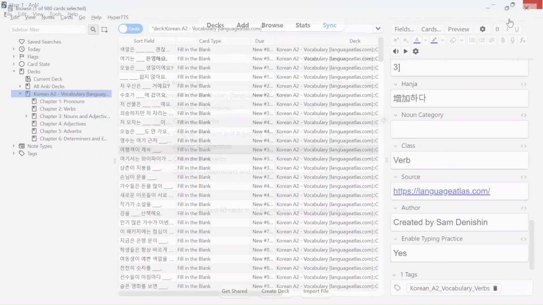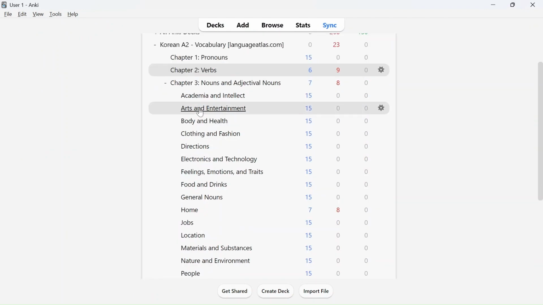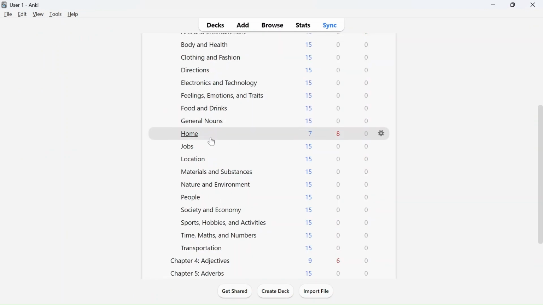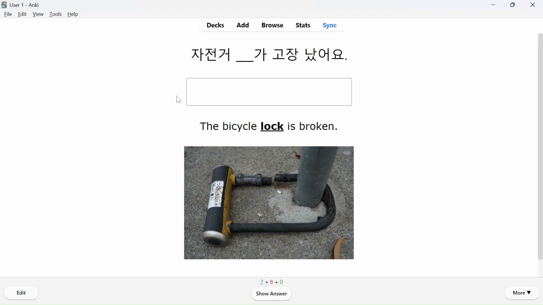So what does that additional or optional typing exercise look like? Well, let's have a look. I'll go to nouns and adjectival nouns. I'll go to home, and then I'm going to click on study now. So this is a card that we've already seen before. The bicycle lock is broken. And before we had to simply know what lock is in Korean, but now we actually have to spell the word, we have to type the word. So the second card type really tests whether you can spell the word that you're looking for correctly.